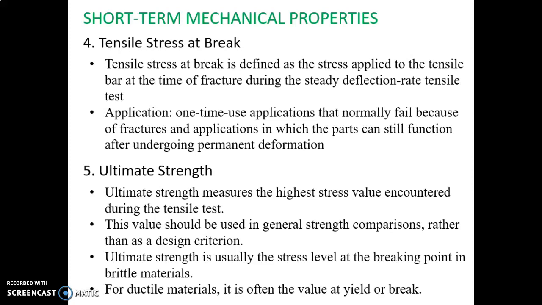Okay, ultimate strength. Ultimate strength measure the highest stress value encountered during the tensile test. This value should be used in general strength comparison rather than as design criterion. Ultimate strength is usually the stress level at the breaking point in brittle materials. For ductile material, it is often the value at yield or break. Ultimate strength ni dia kita ambil value yang maximum stress per material withstand when subject to a load. Dia tak sama dengan yield strength. Yield strength ni value dia yang lepas dia beyond the elastic limit. Tak sama.